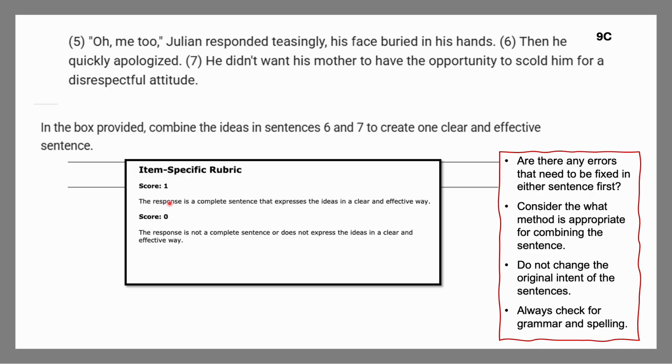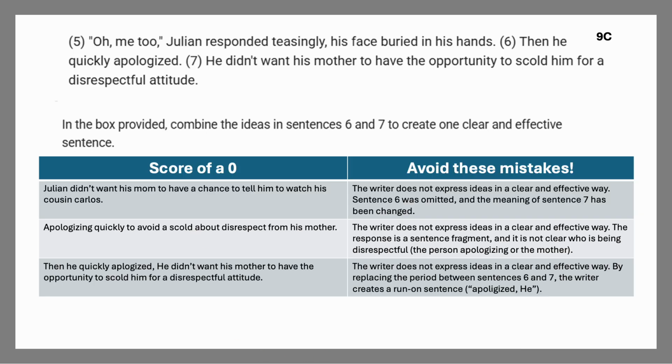This is just the rubric. It's either a 1 or a 0, whether you get it right or not. We're first going to look at some that got a 0. Once again, these are questions that got a 0. You do not want to do this, but I want you to see how some people were making some mistakes. Our two sentences are up above.